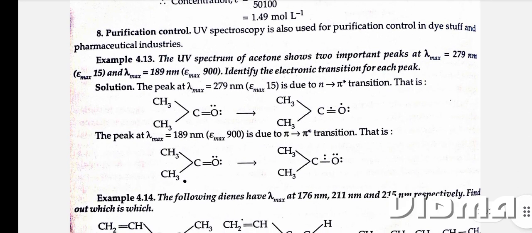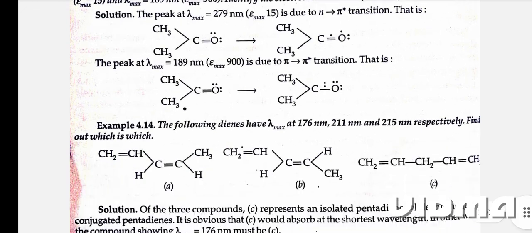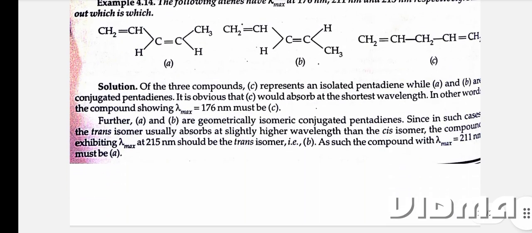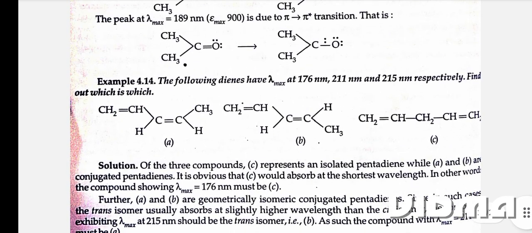Purification control. UV spectroscopy is also used for purification control in dyestuff and pharmaceutical industries. These are some examples, and here our chapter is ended.